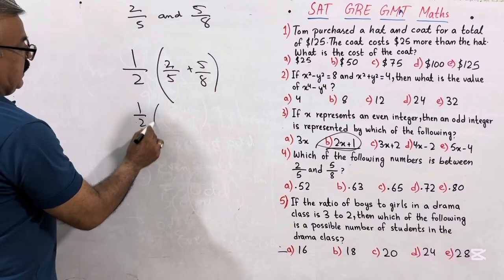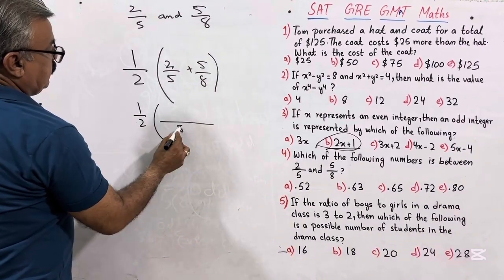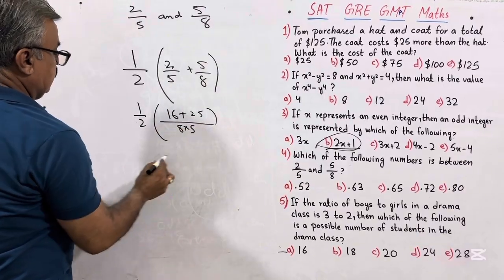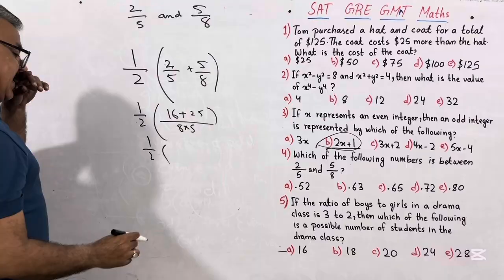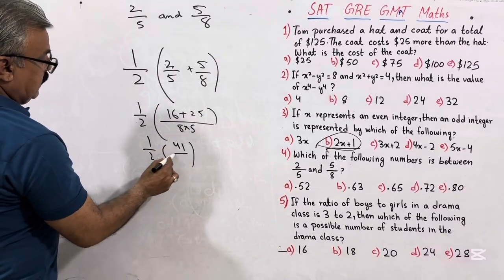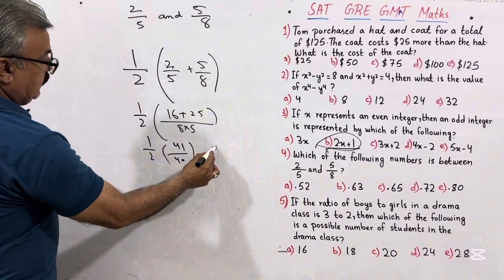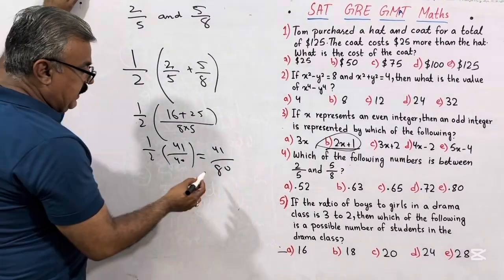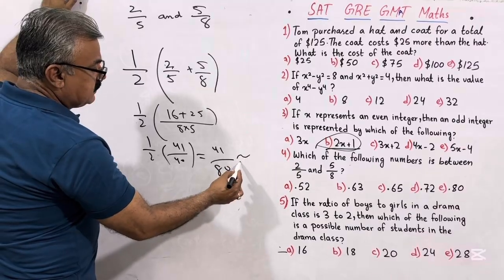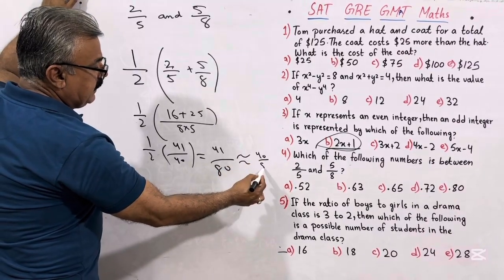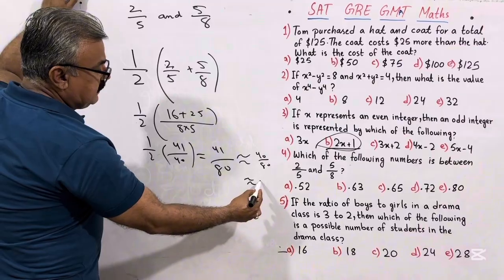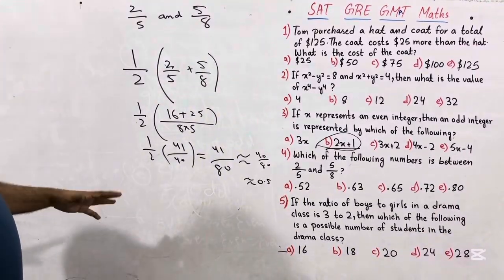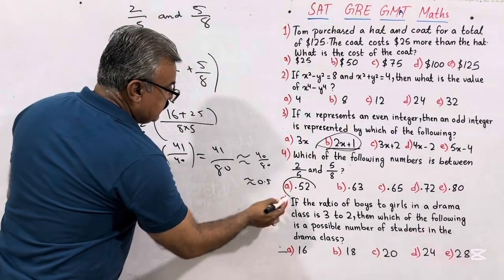Simplifying the situation, we have 8 times 5 as our LCM. 2 times 8 is 16, 5 times 5 is 25. 1 over 2, 16 plus 25 is 41, over 8 times 5 is 40. 2 times 40 is 80. Don't go here and there. Simply, it is almost 40 over 80, which means our answer is near about 0.5 something. Without any calculation, you will arrive at the right result.